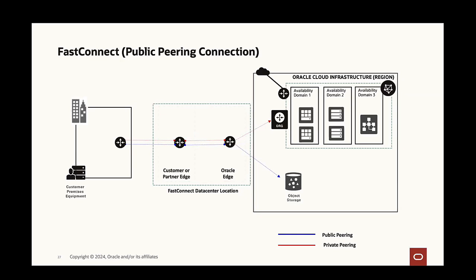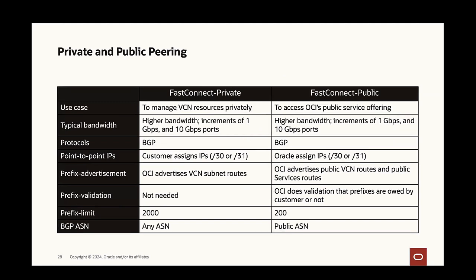The picture here just shows the co-location and Oracle provider scenarios where we have both the private and public peering connections. Also on this slide, you can see a further breakdown of FastConnect private and FastConnect public, so you can see the use case. FastConnect private would be more to manage your VCN resources privately, or FastConnect public to access OCI's public service offering. You can see the bandwidth, options, protocol, all this right here.